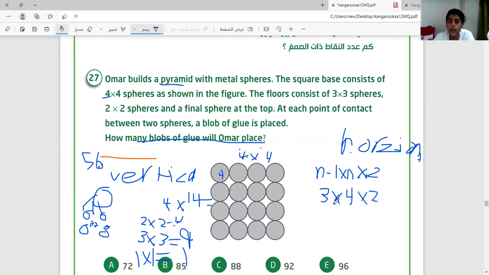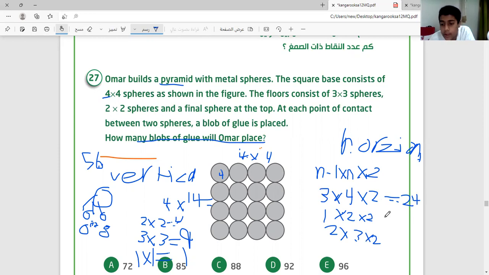Let's go to the second one. 2 minus 1 equal 1. Skip 1, but no problem. 2 minus 1 equal 1, then times 2. Then times 2 again. Then 3 minus 1 equal 2 times 3 times 2. So we'll have 12 times 2 equal 24.